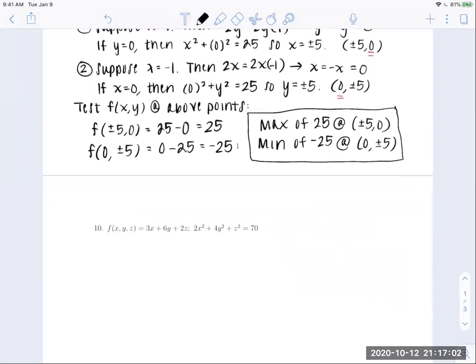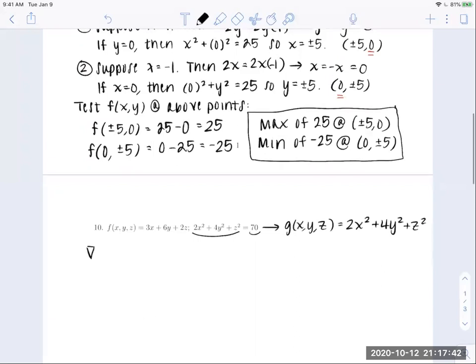We have a linear function, 3x plus 6y plus 2z. And then we have the quadratic function, our constraint, 2x squared plus 4y squared plus z squared equals 70. Again, you'll notice that our constraint equation is in standard form, where all of the variables are on the left and the constant is on the right. So that's always something you want to check. If we want to set up our g function, we have g of x, y, z equals 2x squared plus 4y squared plus z squared. All right, so let's get started.